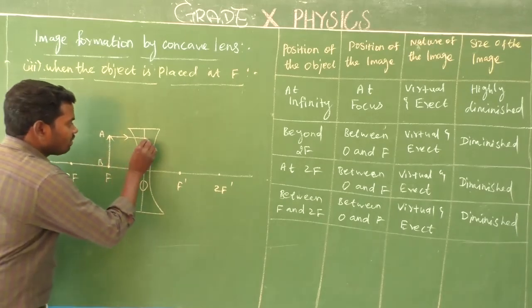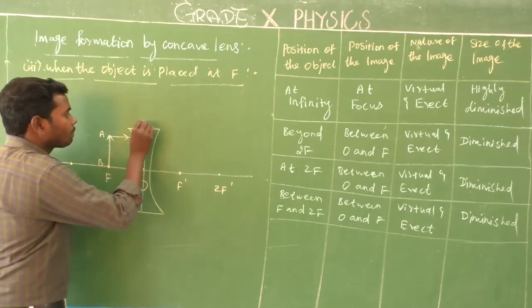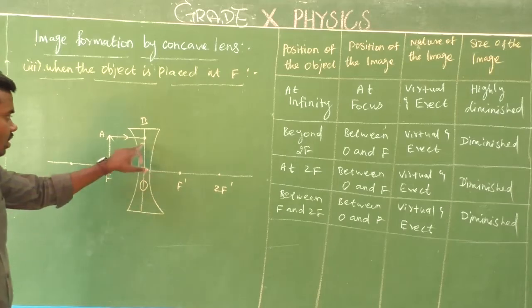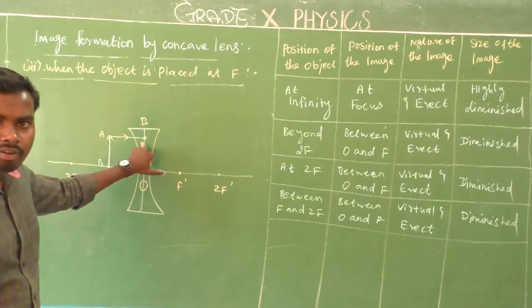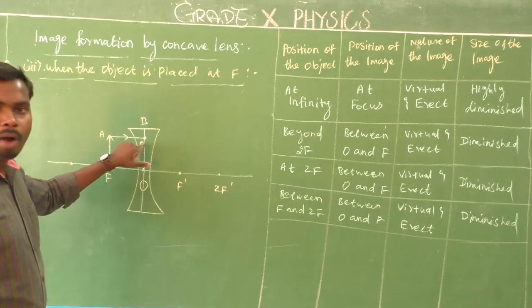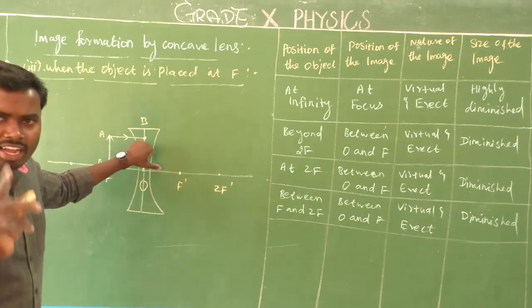So this ray of light falls inside, where? Inside the concave lens at the point B. This point B. Is it clear? Yes. So next, what will happen? Refraction takes place here, at the point B. Is it clear? Yes.